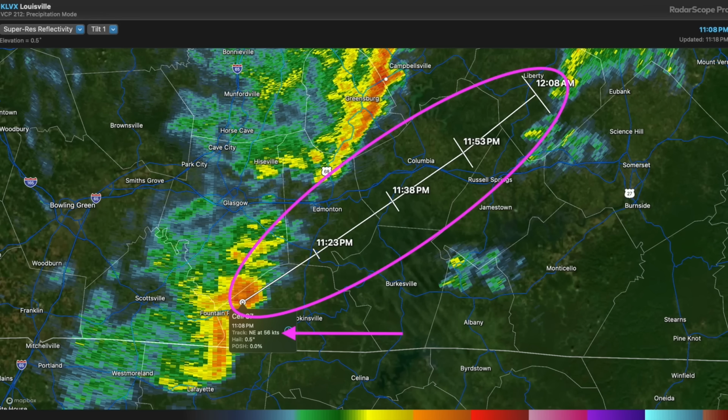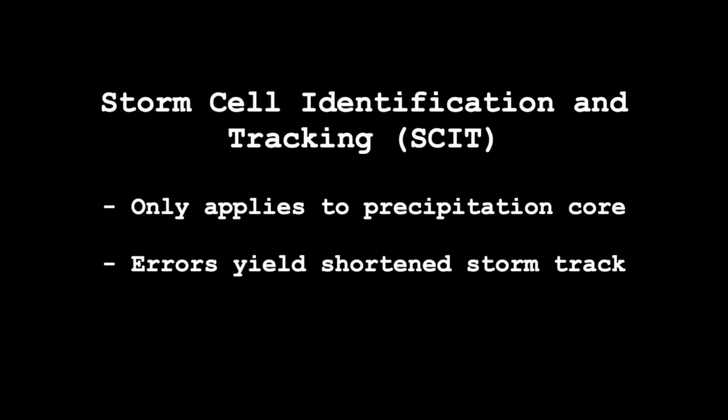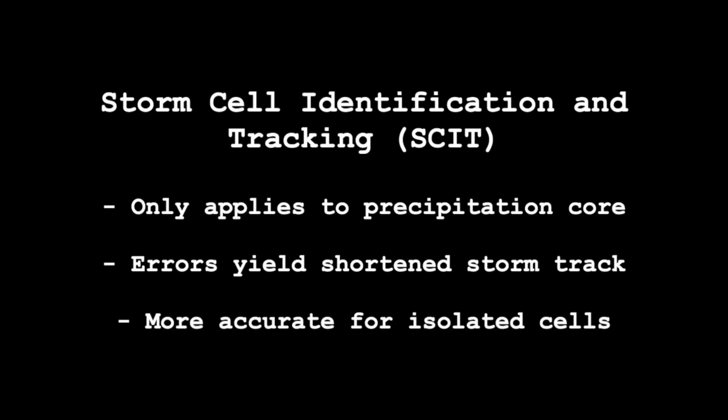For new storm cells, this is estimated using the average motion of all cells in the radar domain or from environmental information. Keep in mind that the storm track does not apply to mesocyclones and tornadoes, but rather solely to the storm's precipitation core. If errors in the storm track are calculated, the storm track will be truncated from 60 minutes down to 45, 30, or 15 minutes, depending on the magnitude of the error. So if you come across a shortened storm track, know that uncertainty exists in that storm's track estimation. Also, SCIT tends to perform better when storm cells are isolated rather than embedded within a large complex of storms.